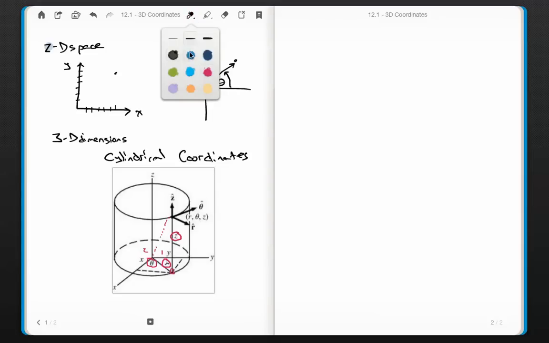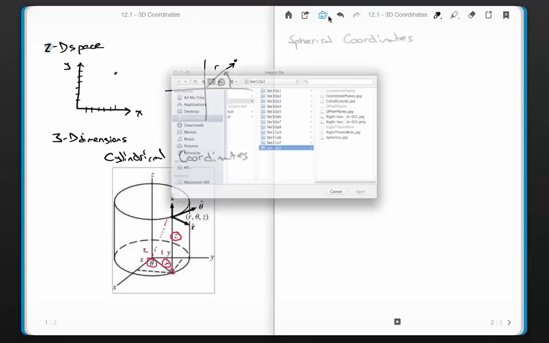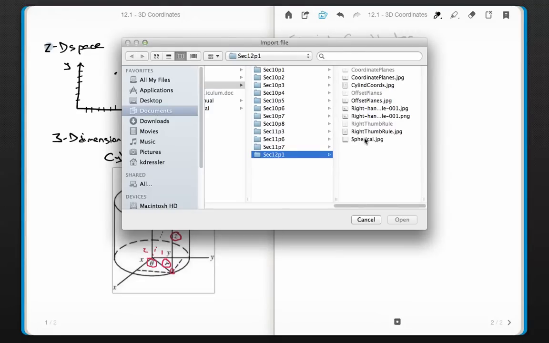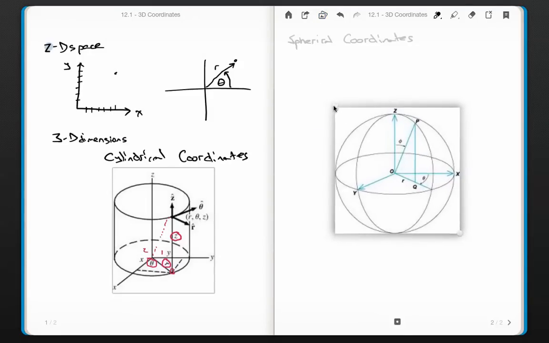And so we've got another coordinate system that works for that. And those are called spherical coordinates. And so that way we can get straight there, no right turns necessary. We can get right to where we want to go. And spherical coordinates look like this. Make that a little bigger.